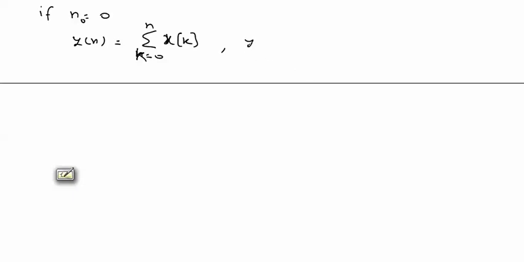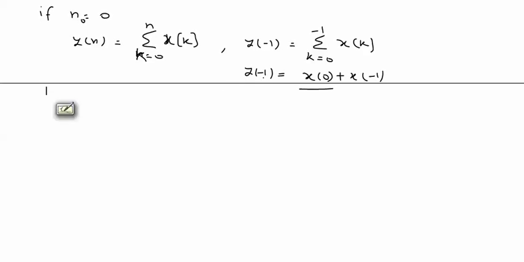First I put y of minus 1, summation k equals 0 to minus 1 of x[k]. For this, x of 0, x of minus 1. y of minus 1 means at time reference minus 1, the output depends on future value at time reference 0, means the system is non-causal.